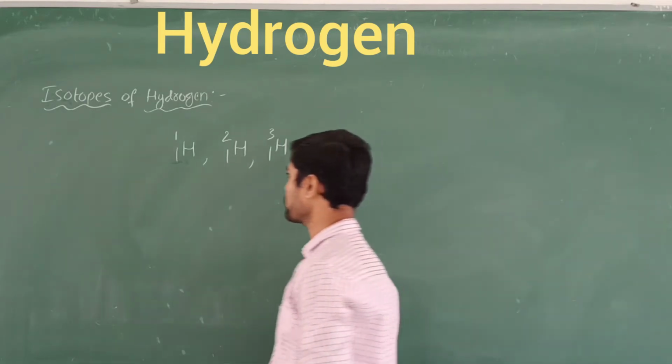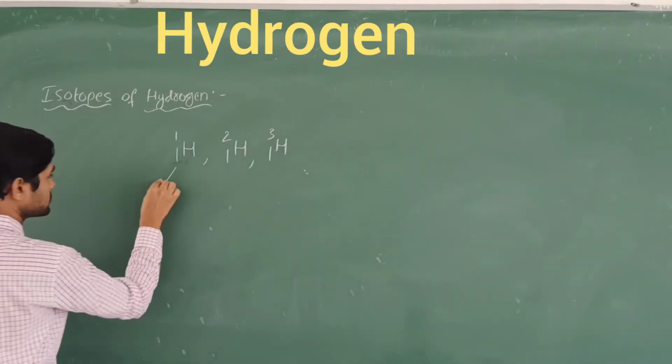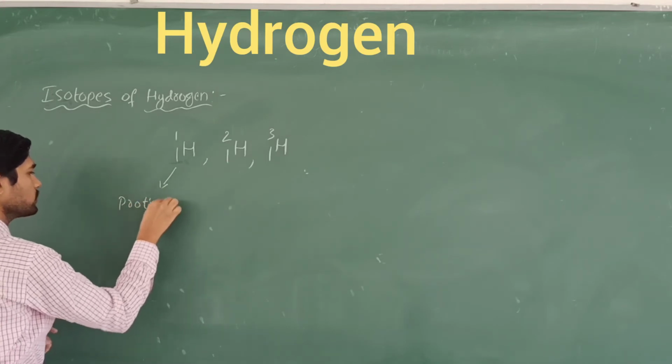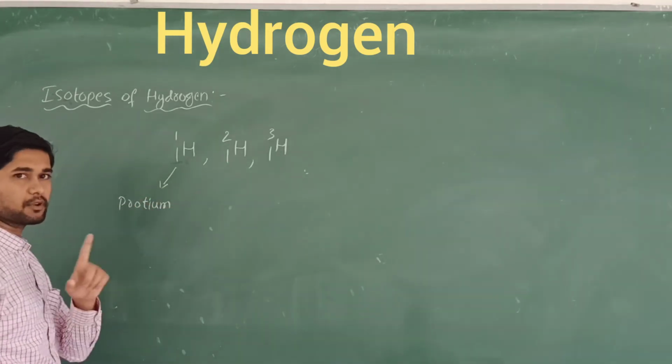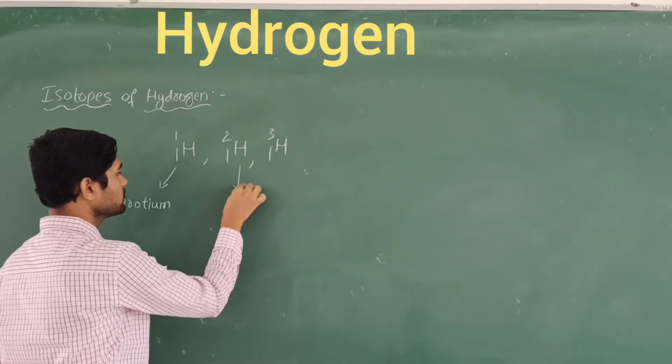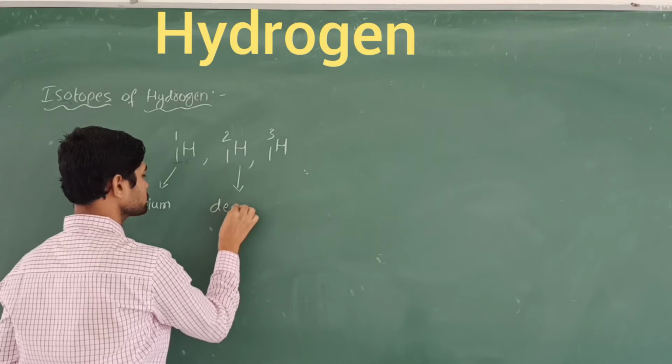The first one we call protium. This name is called protium because pro means first. Protium. This one is called deuterium.